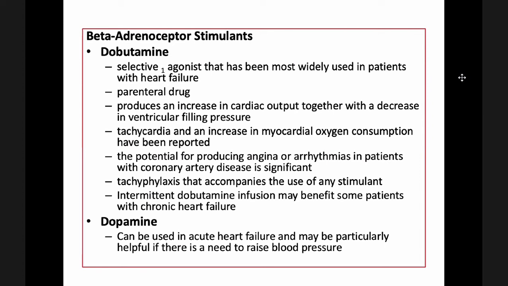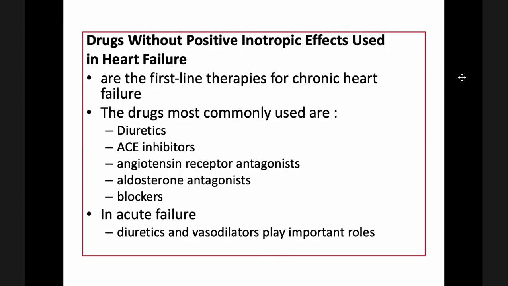Dopamine is another adrenoceptor stimulant, so this can be used in acute heart failure and may be particularly helpful if there is a need to raise the blood pressure. So drugs without positive inotropic effects are the first-line therapies for chronic heart failure. The drugs most commonly used are your diuretics, your ACE inhibitors, ARBs, aldosterone antagonists, and your beta blockers. So this is beta blocker.